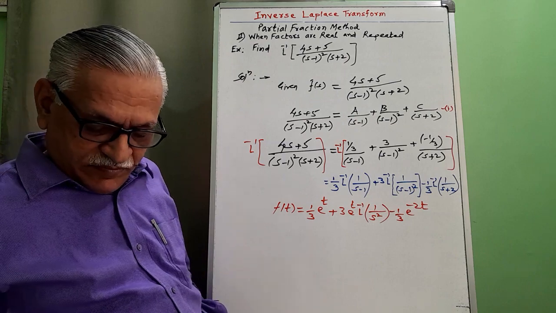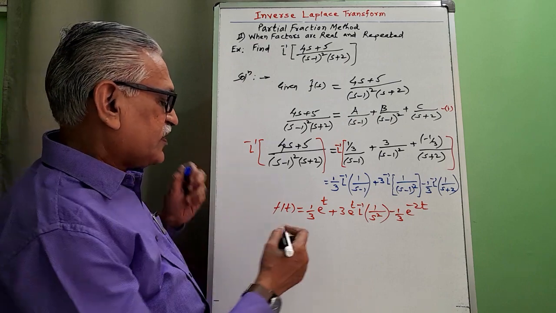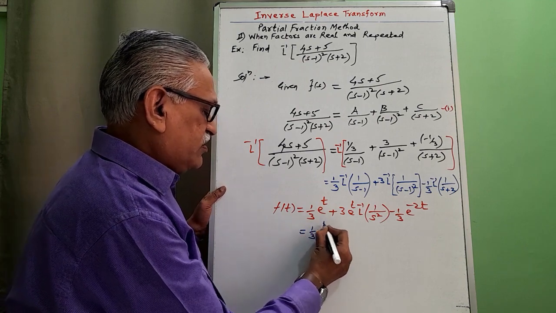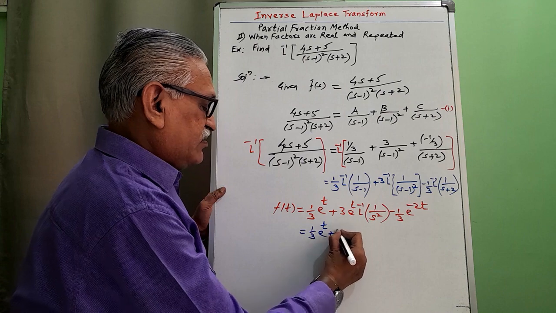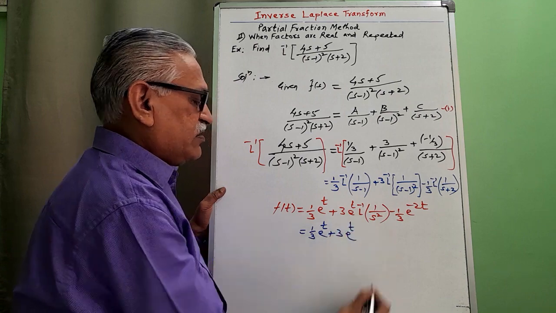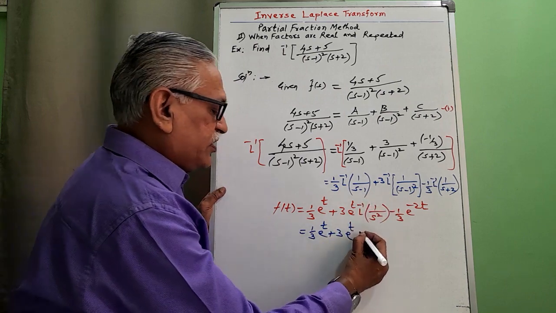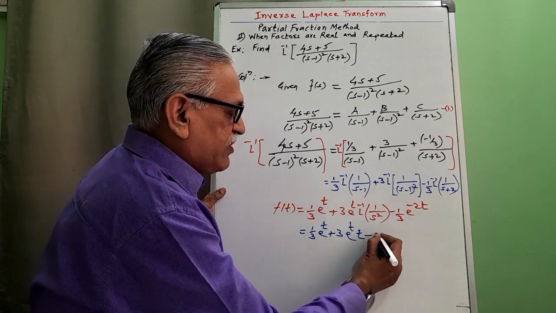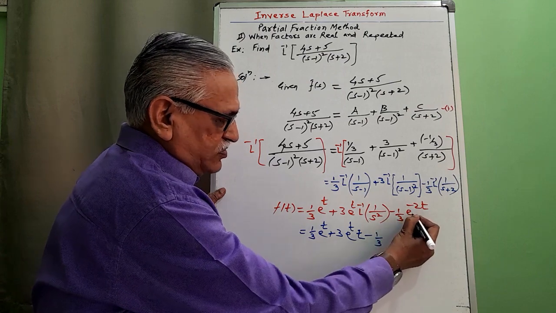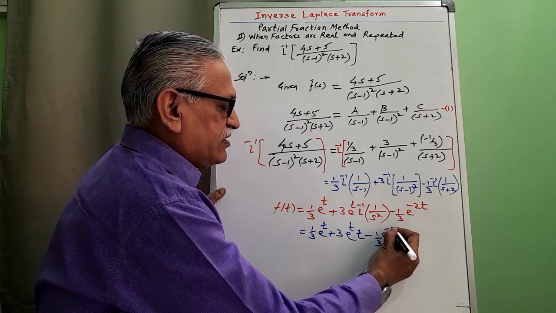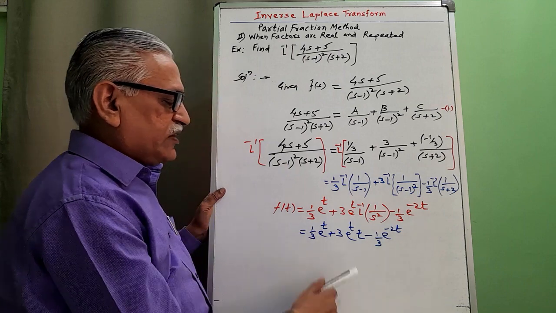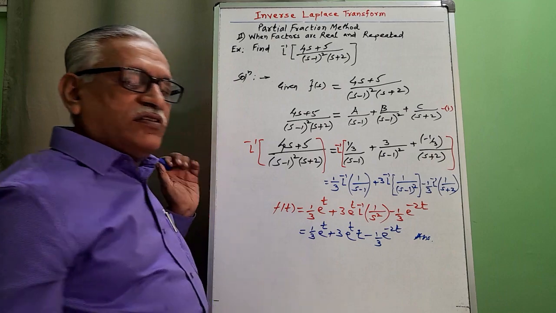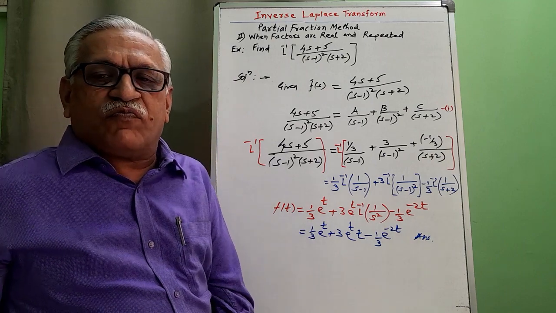We get this is equal to 1 by 3 e raised to t, plus 3 e raised to t, inverse of 1 by s square is t, standard result, minus 1 by 3 inverse, already I have obtained e raised to minus 2t. Therefore, this is the required answer or required inverse Laplace transform.